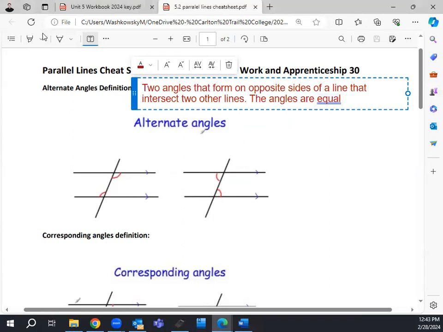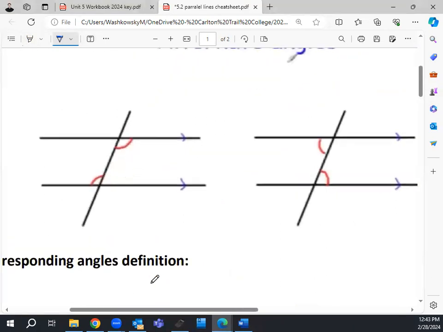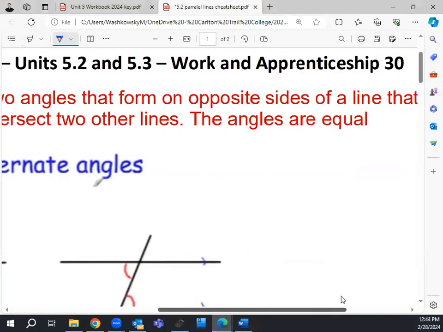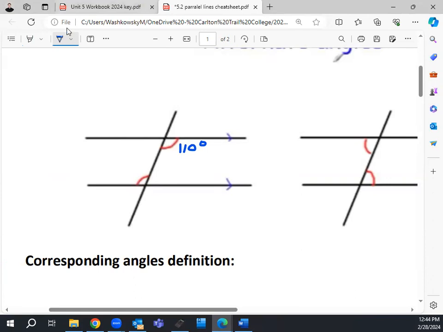Okay, so what does that mean? Basically, when we have an alternate angle, it would be something like this. I'm just going to zoom in a little bit here. So if I look at these angles here, this one on the left, let's imagine this one here is 110 degrees. And remember, an alternate angle is two angles that form on opposite sides of a line that intersect two other lines. So a line that intersects two other lines, that's this thing right here, right? So this line's intersecting two other lines, which means that this angle down here is also 110 degrees, right? And if this one here is 70, that means this one here is 70.